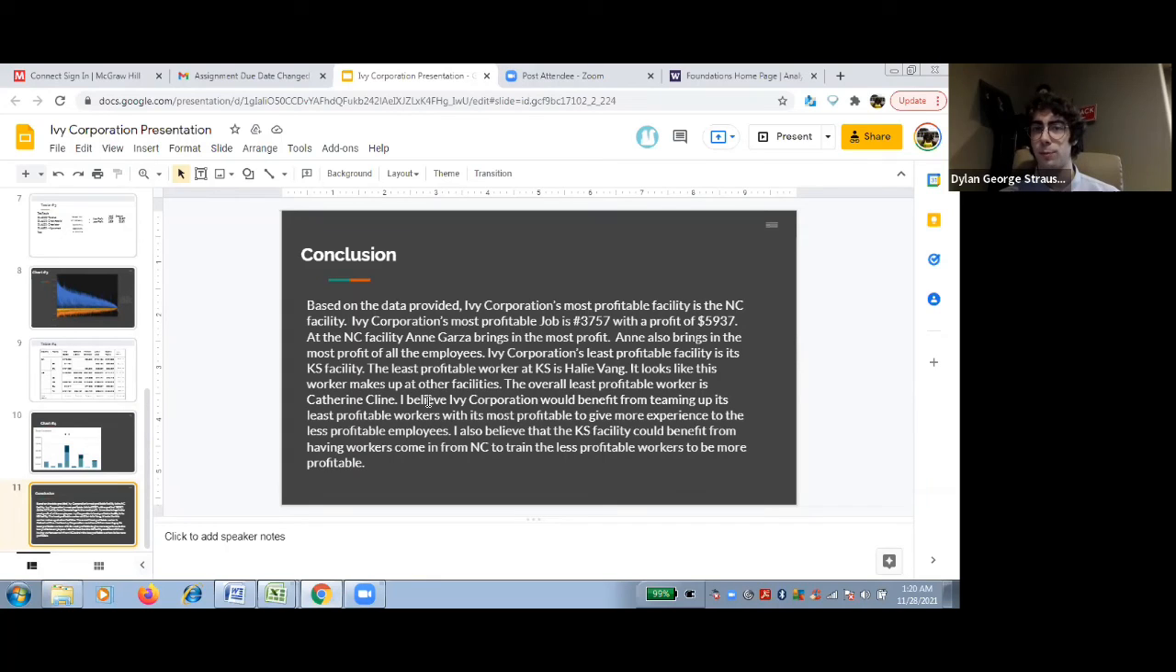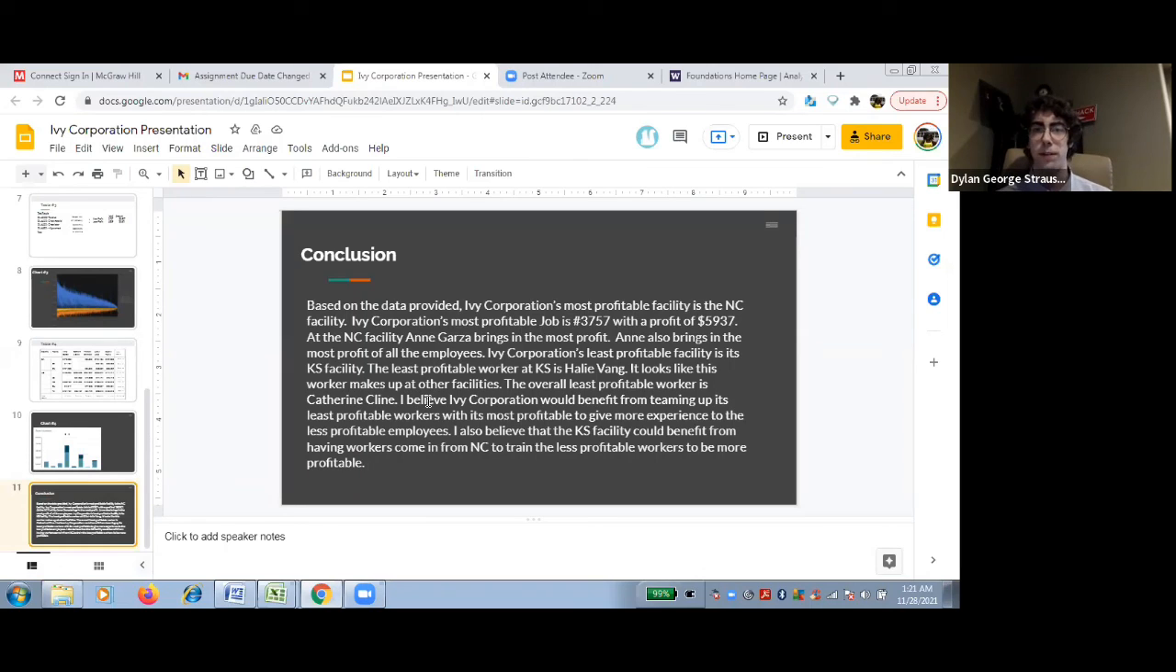Based on the data provided, Ivy Corporation's most profitable facility is the North Carolina facility. Ivy Corporation's most profitable job is number 3757 with a profit of $5,937. At the North Carolina facility, Anne Garza brings in the most profit of all the employees. Ivy Corporation's least profitable facility is its Kansas facility. The least profitable worker at Kansas is Haley Vang. The overall least profitable worker is Catherine Klein.